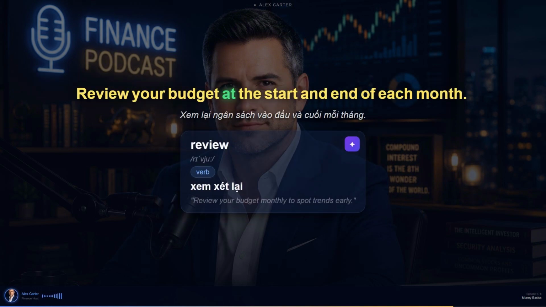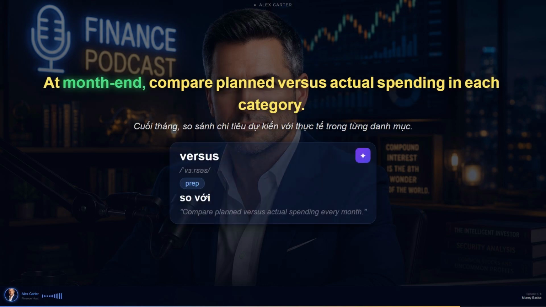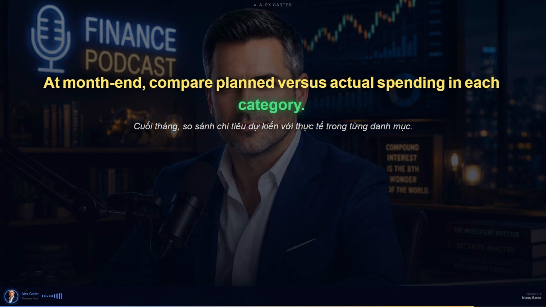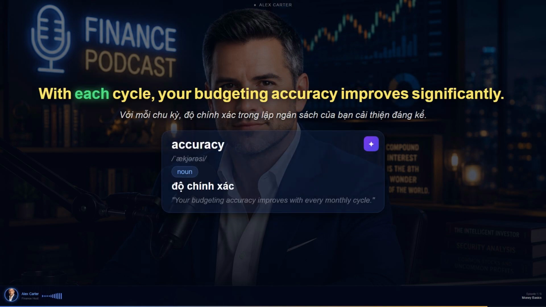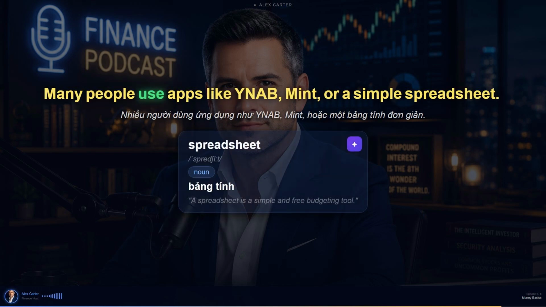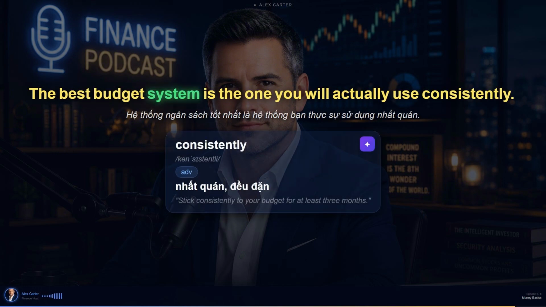Review your budget at the start and end of each month. At month end, compare planned versus actual spending in each category. Ask yourself, where did I overspend and why did it happen? With each cycle, your budgeting accuracy improves significantly. Many people use apps like YNAB, Mint, or a simple spreadsheet. The best budget system is the one you will actually use consistently.